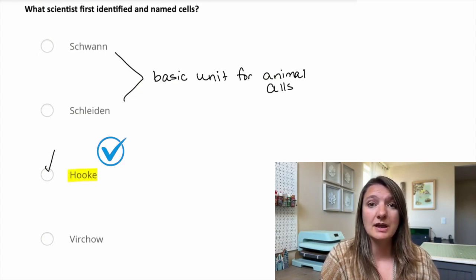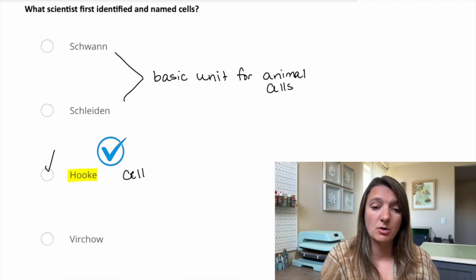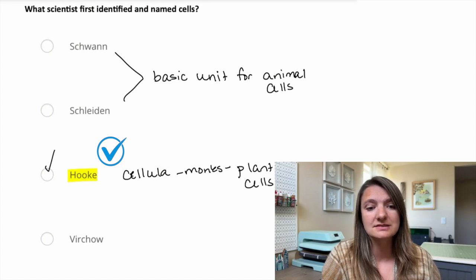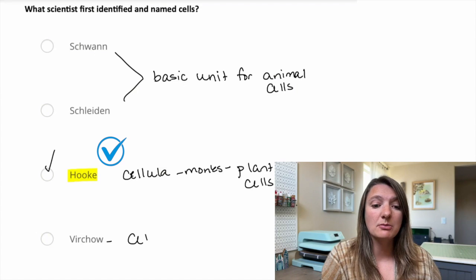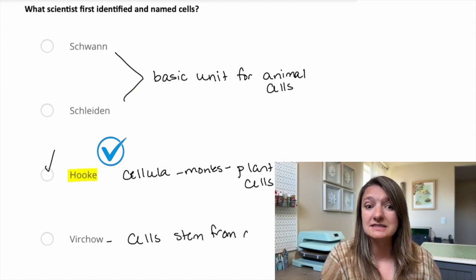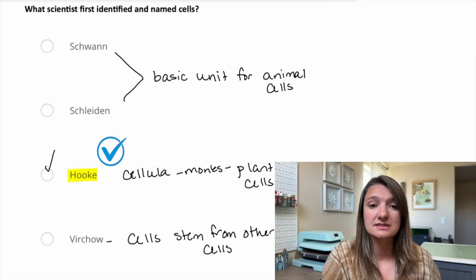He was looking through a microscope, essentially a small microscope, and he thought they looked like cellula, which reminded him of where monks used to live. And the first cells that he actually looked at were dead plant cells. If they ask about Virchow, he came up with the theory that cells stem from other cells by looking at diseases. So if they ask about any of those other scientists, those are their contributions to cell theory. But our answer is C, Hooke.